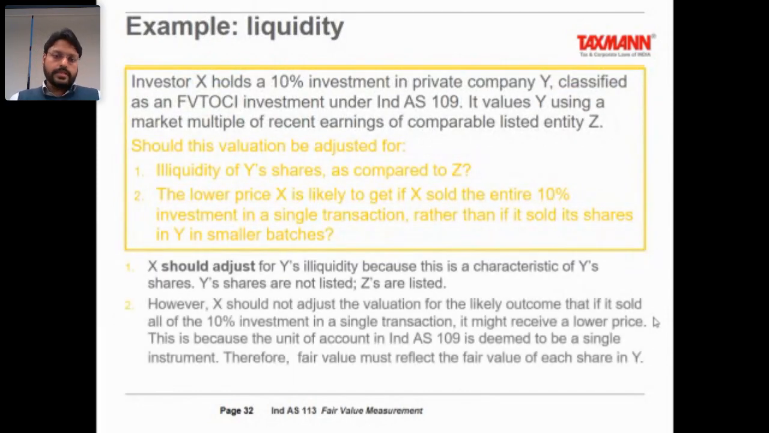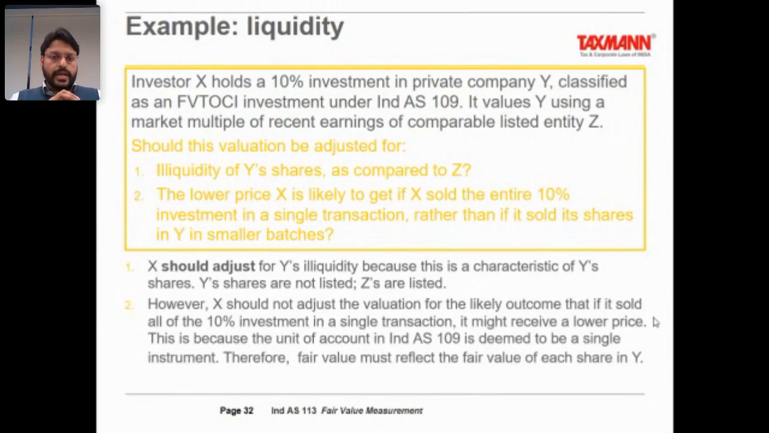So here is the example which I have just explained. Investor X holds say 10% investment in a private company Y classified as an FVTOCI investment under Ind AS 109. It values by using a market multiple of recent earnings of a comparable listed entity Z. Should this valuation be adjusted for illiquidity of Y share as compared to Z? Yes, because Y is a private company, not listed, Z is a listed company. So this factor has to be considered for determining the fair value.